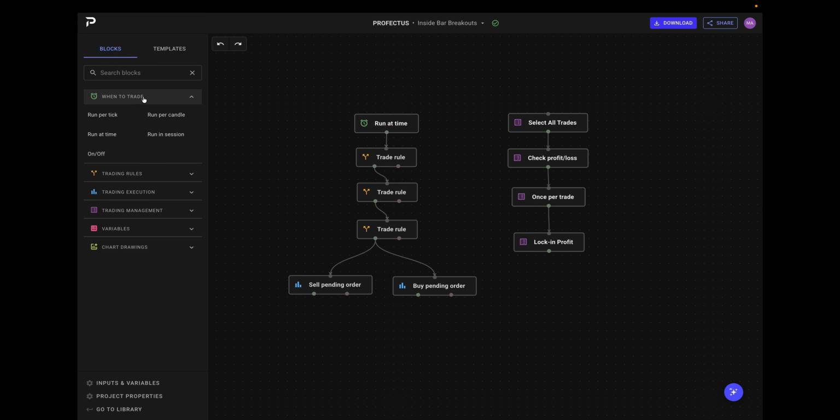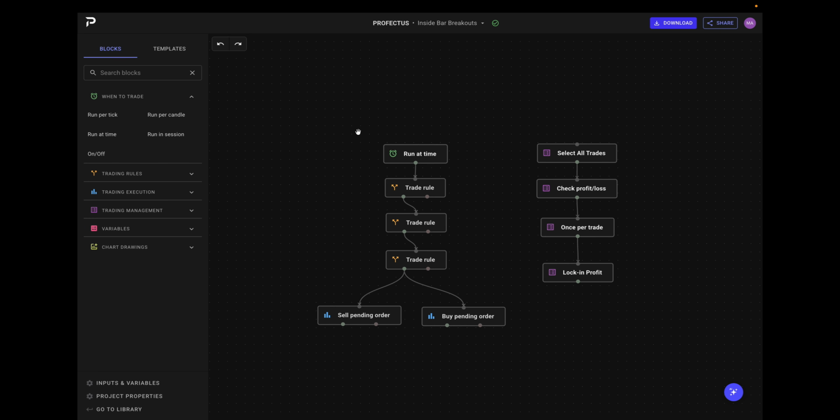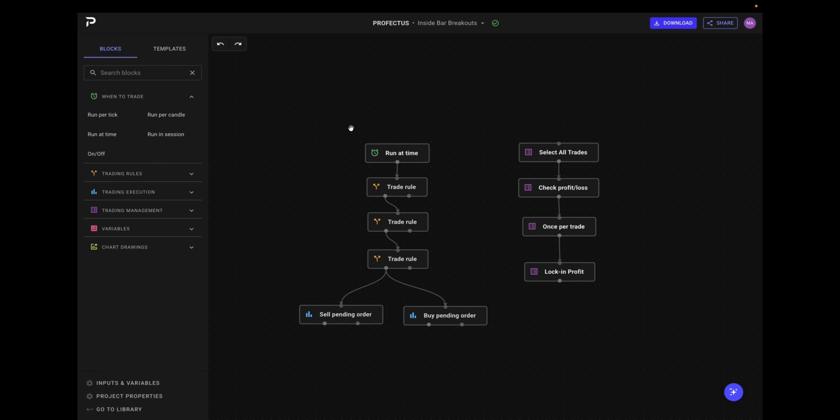In Profectus, how this works, if you're new, this is your canvas, and here you have the blocks you can drag and drop on the canvas. Everything on the canvas gets triggered every time the market moves. And then if you use a when to trade block, that is the block that gets activated every time the market moves, and then your algorithm reads what is in it.